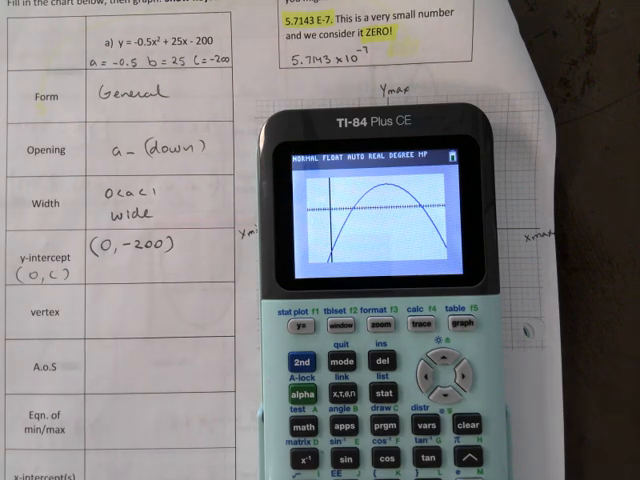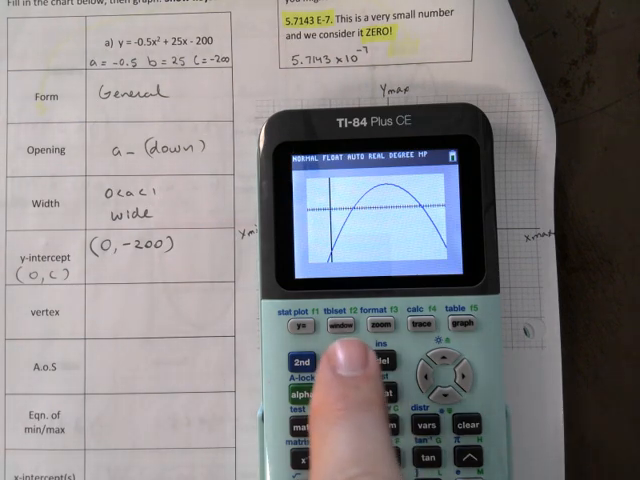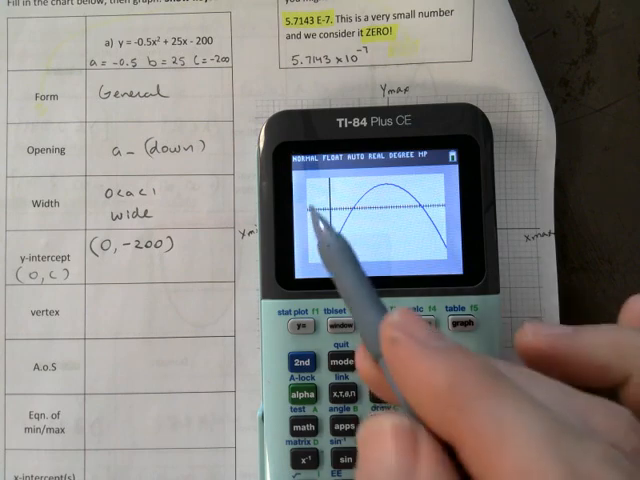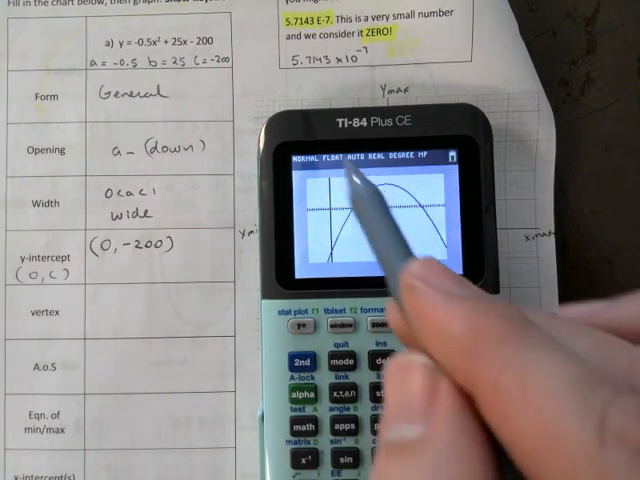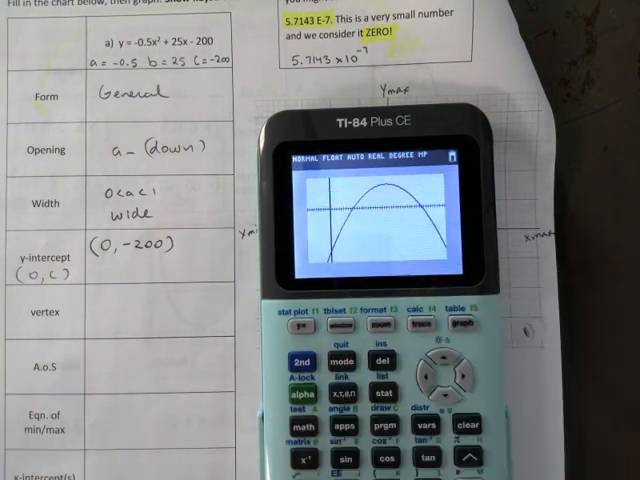Go zoom 6. What does zoom 6 do? It's a standard window of negative 10, 10, and then it's negative 10, 10. Like it's just like a 10 by 10 window. That's what zoom standard does. All right. Are we all seeing this, guys? Please let me know if you're not seeing this. I don't want you to be like lost. Because at first sometimes it happens, right?